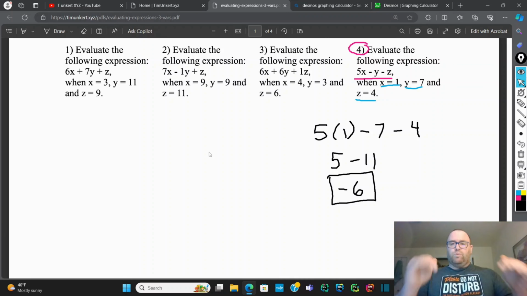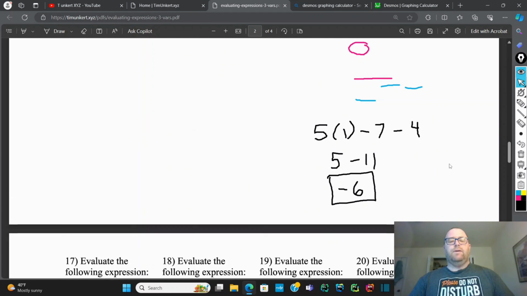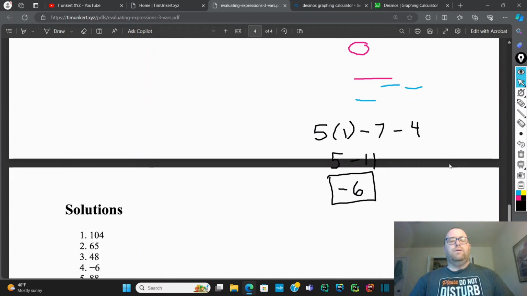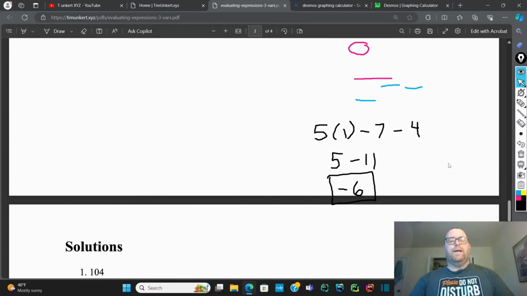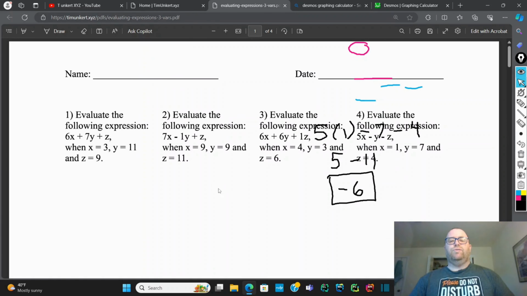This worksheet, I'll leave a link in the description. There is an answer key below. So if you scroll down, there is an answer key down at the bottom here. There we go. Okay. And so you can do the work and check your work.